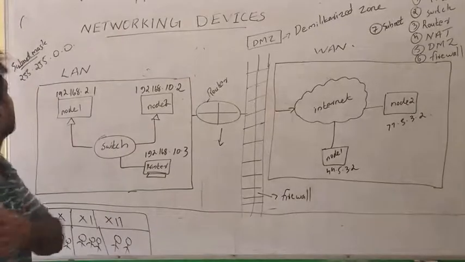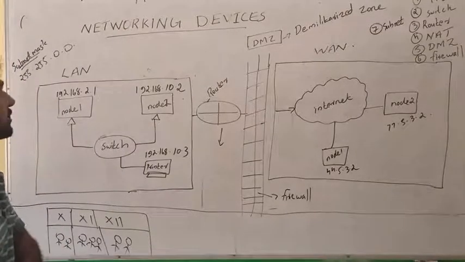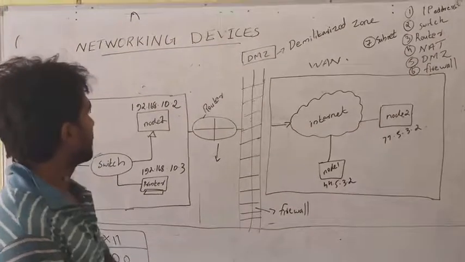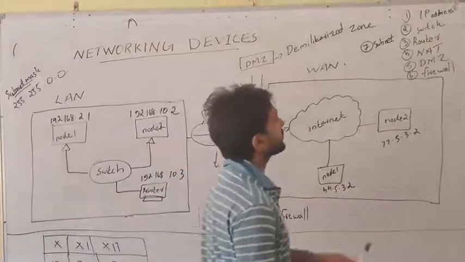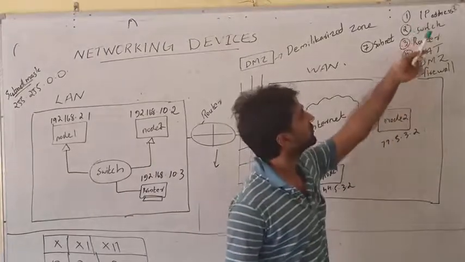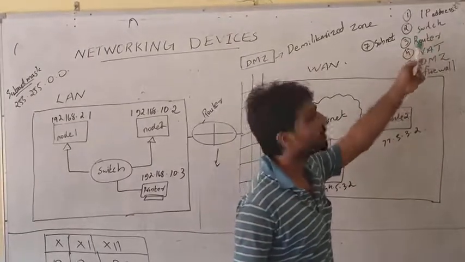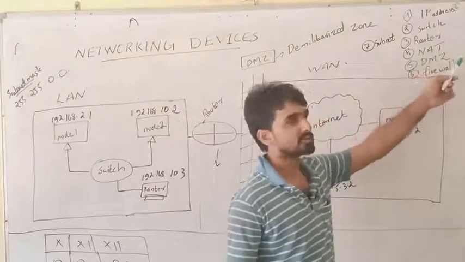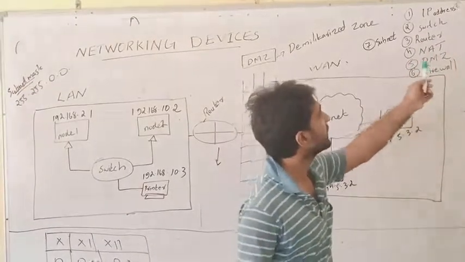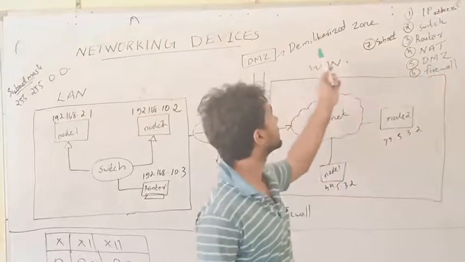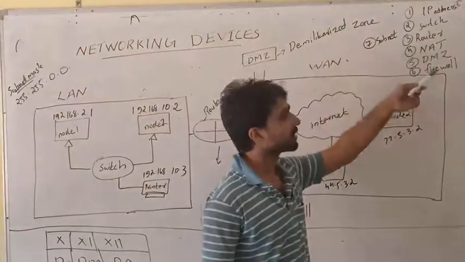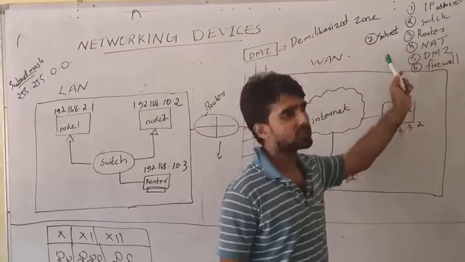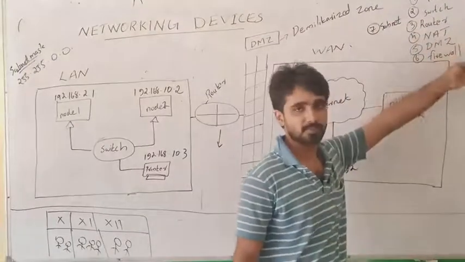So today we are going to discuss networking devices. The previous day we already studied the different types of network devices. So these are the topics we need to cover today. First one, IP address; second one, switch; third one, router; fourth one, NAT, network address translator. Then fifth one, DMZ, which means demilitarized zone. Sixth one, firewall, and seventh one, subnet. So these are the main topics we need to cover today.